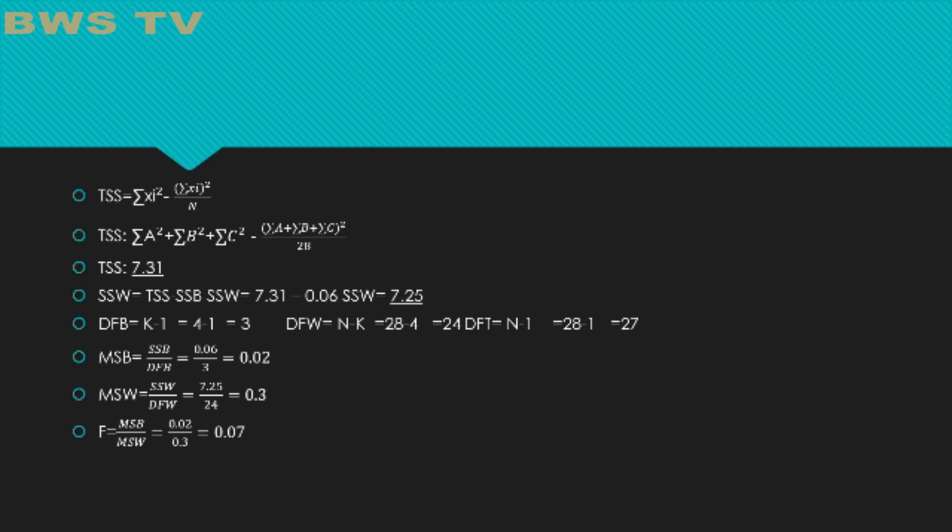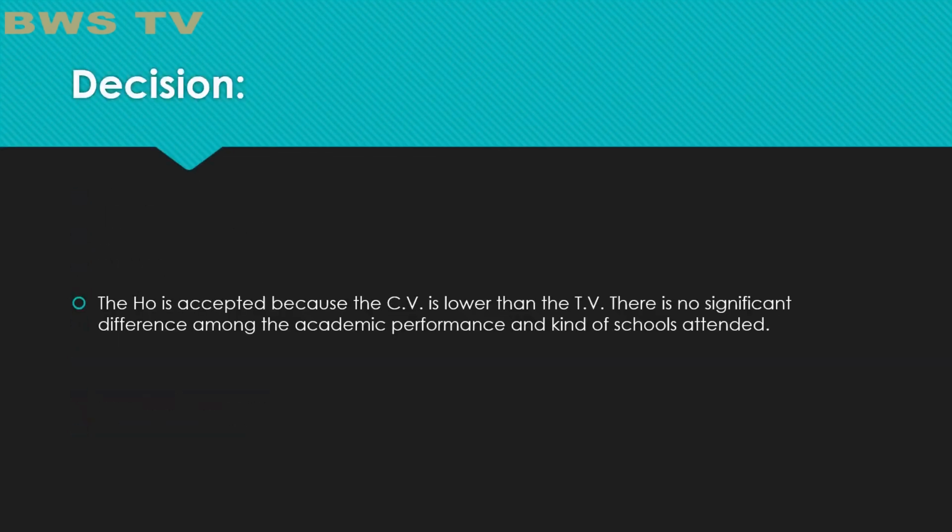MSB is SSB over DFB equals 0.02. MSW is SSW over DFW, substitute, and the answer will be 0.3. F is MSB over MSW, substitute, and the answer will be 0.07. Decision: the H0 is accepted because the CV is lower than the TV. There is no significant difference among the academic performance and the kind of schools attended.